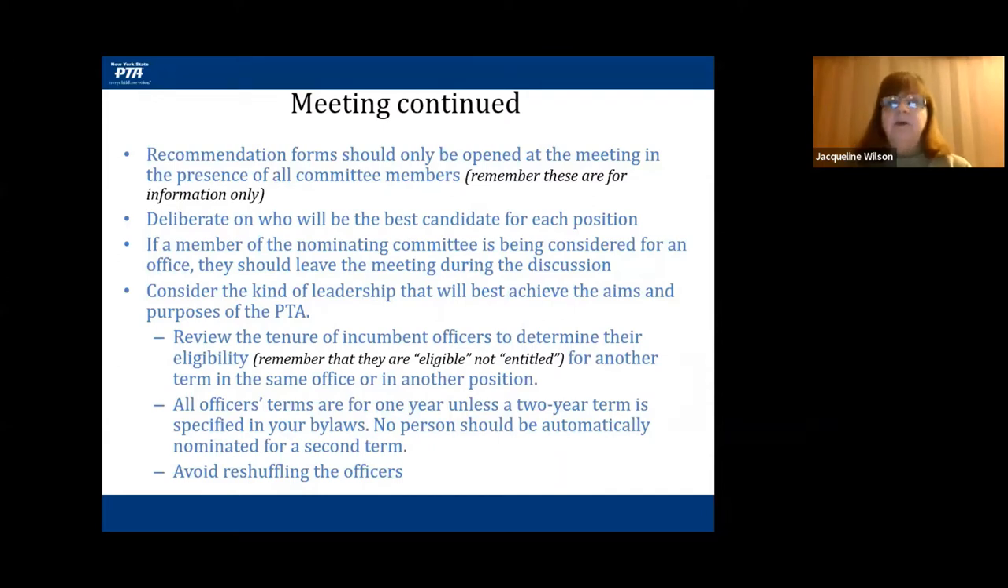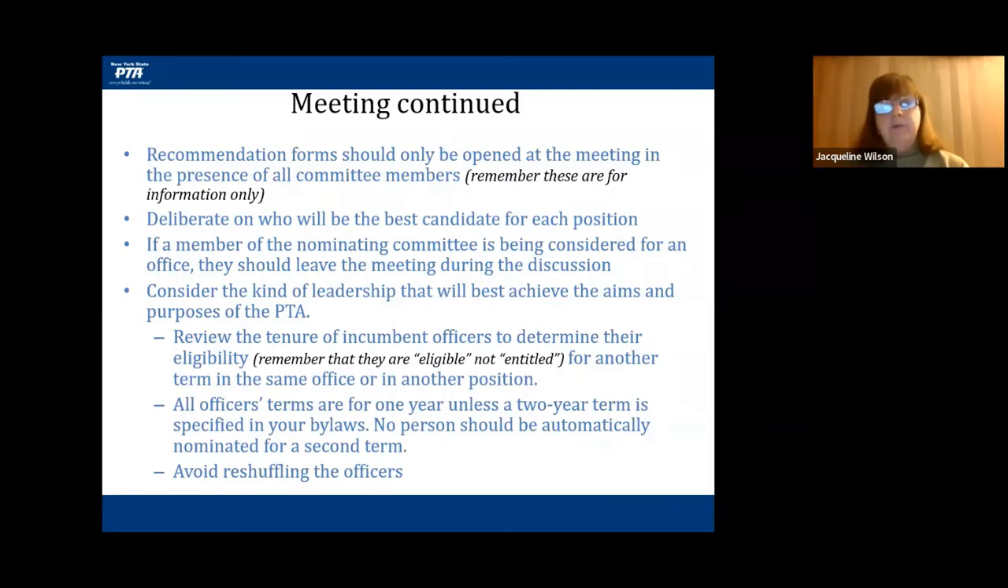And I've heard so many times that, well, she's only had 1 year, so she can get another year. Yeah, she could, or he could, but please make sure that they still must be nominated and elected, even if they are eligible for a second year in that same office. That's very, very important. You still leave it up to the general membership to vote on their officers each year.